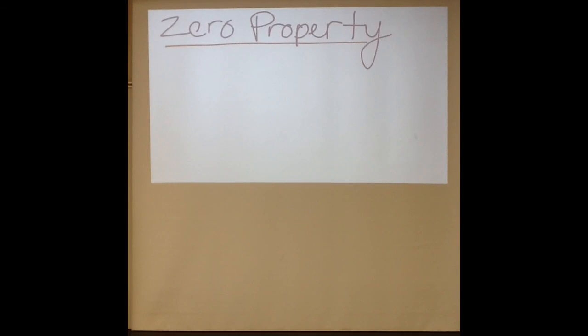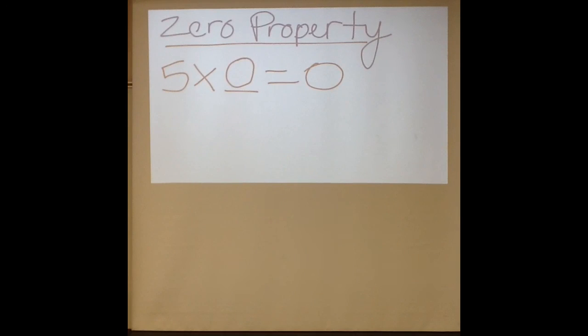Alright, now we're going to talk about zero property. Now zero property is only in multiplication. It's only in multiplication. So let's use our 5 again, we like 5. And we have to multiply it by something to get 0. So what could we do? What could we multiply the 5 by to get 0? Right, we have to multiply it by 0.